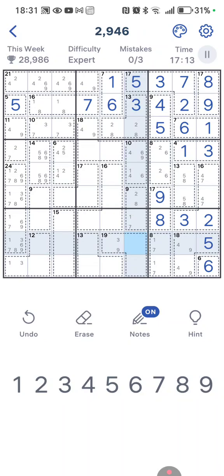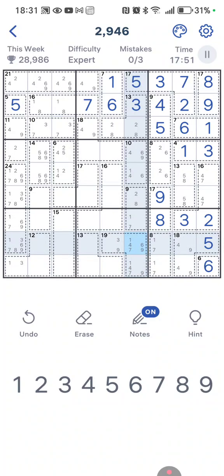So, 2 and 8. So, what's left over? 1, 4, 6, 7, and 9. That's what's left over. That can't be a 6. So, if it's 9, then it's got to be 4 and 6. And if it's 3, it's got to be 6 and 9.